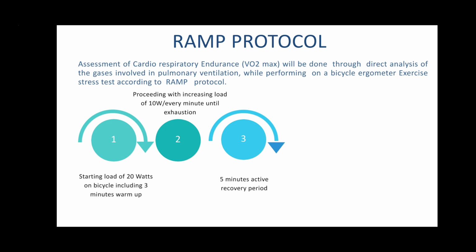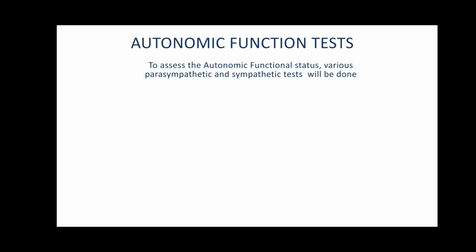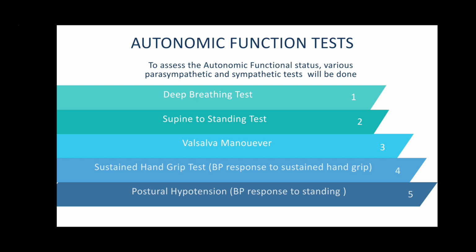Then there is a 5 minute active recovery period. Options will be there for emergency stop in case of any abnormal ECG changes, any symptoms like chest pain, dyspnea, and breathlessness, or any undue fatigue. The autonomic function test: to assess the autonomic functional status, various parasympathetic and sympathetic tests will be done. The deep breathing test, supine to standing test, and Valsalva maneuver are the parasympathetic tests. In case of sympathetic, we have the sustained hand grip test, that is BP response to sustained hand grip, and the second one is the postural hypotension, BP response to standing.